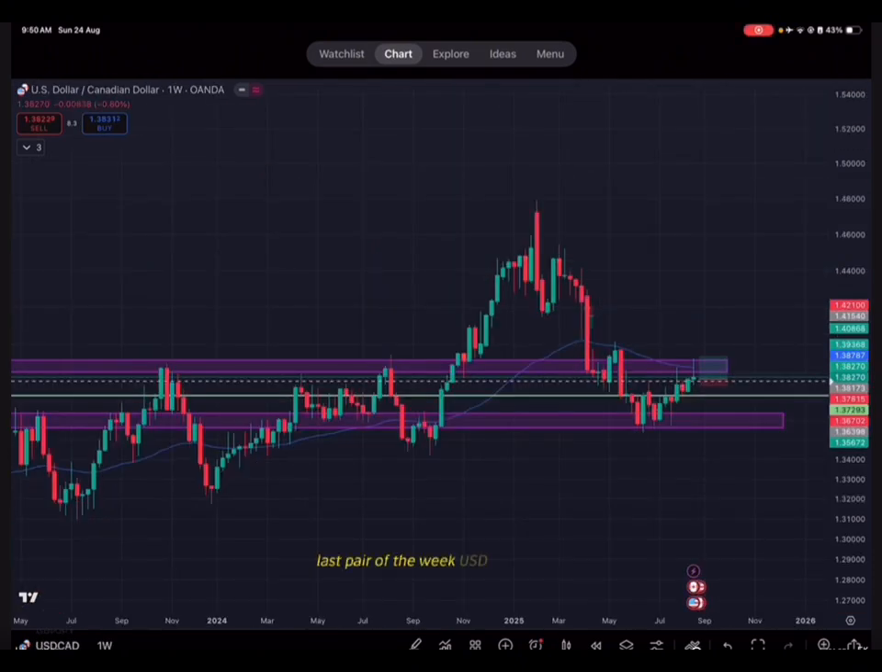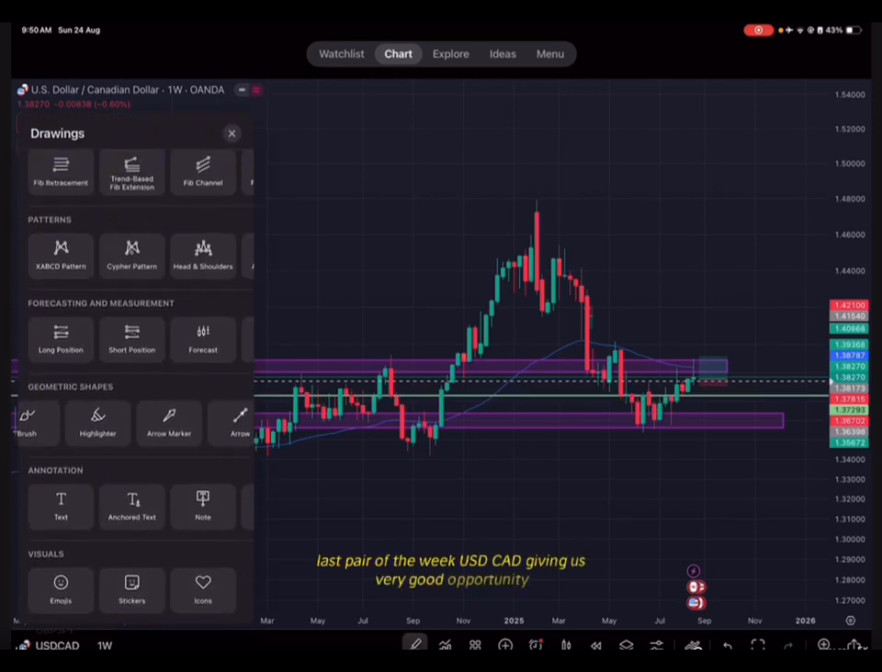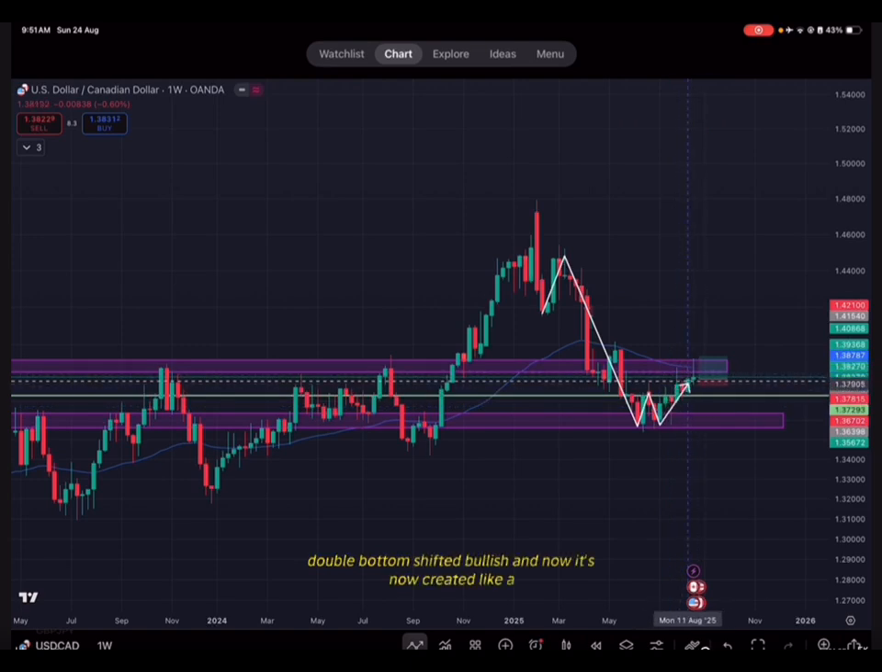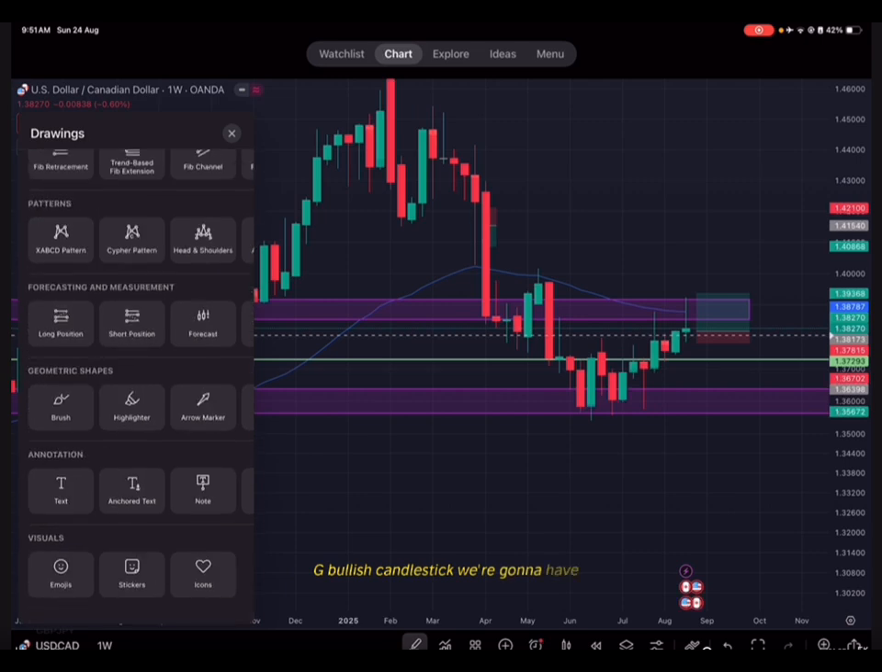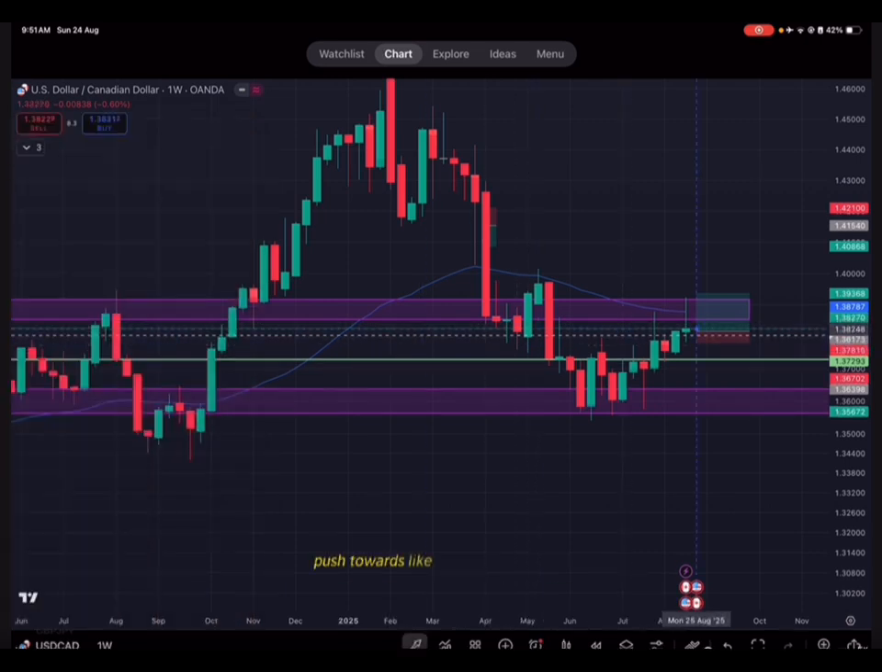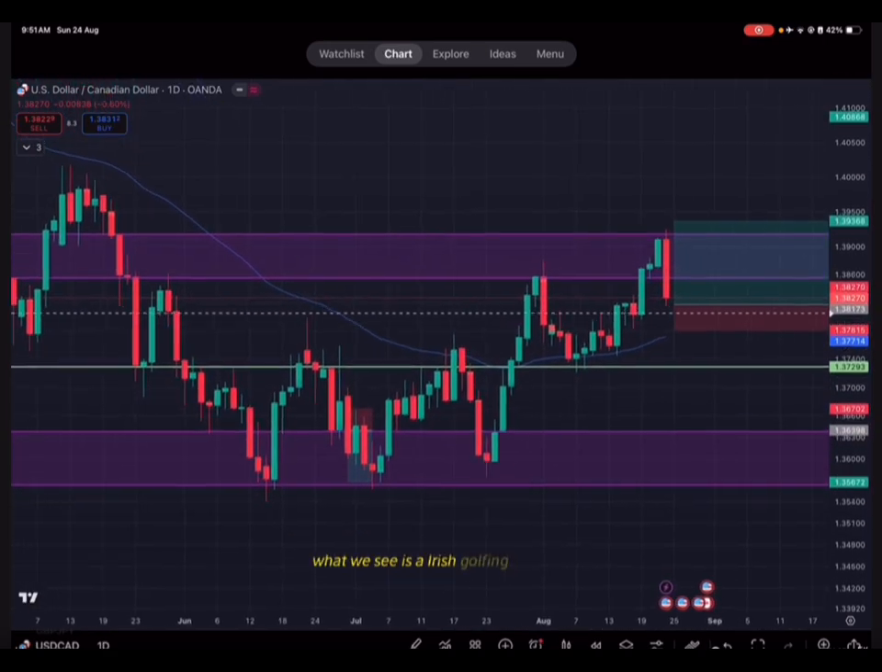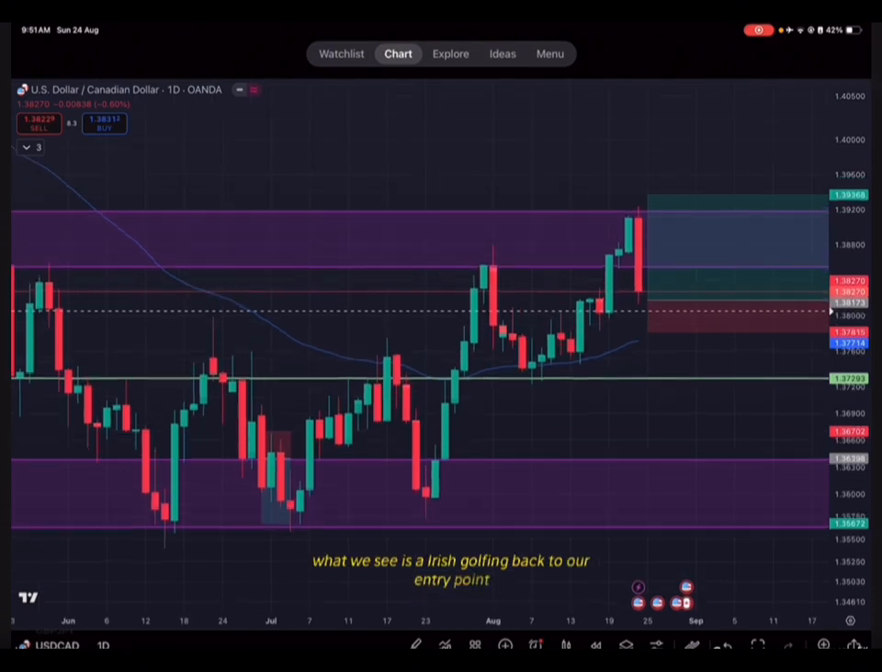Last pair of the week, USD CAD, giving us a very good opportunity this week. As you can see, it's creating a double bottom formation. The double bottom shifted bullish, and now it's creating a bullish candlestick. We're going to have a push towards here to the upside. Weekly and daily are very important for the direction, just keep in mind. Now on the daily, what we see is a bearish engulfing back to our entry point.